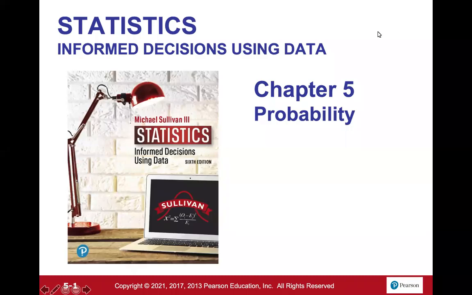Hey guys, chapter 5. This is going to be the most fun chapter in all of statistics. This is going to be our chapter on probability. And the reason it's so much fun is because you get to see how different probabilities play out. So what is the probability of getting four of a kind in poker, or the probability of flipping a coin and it landing on heads? Stuff like that.